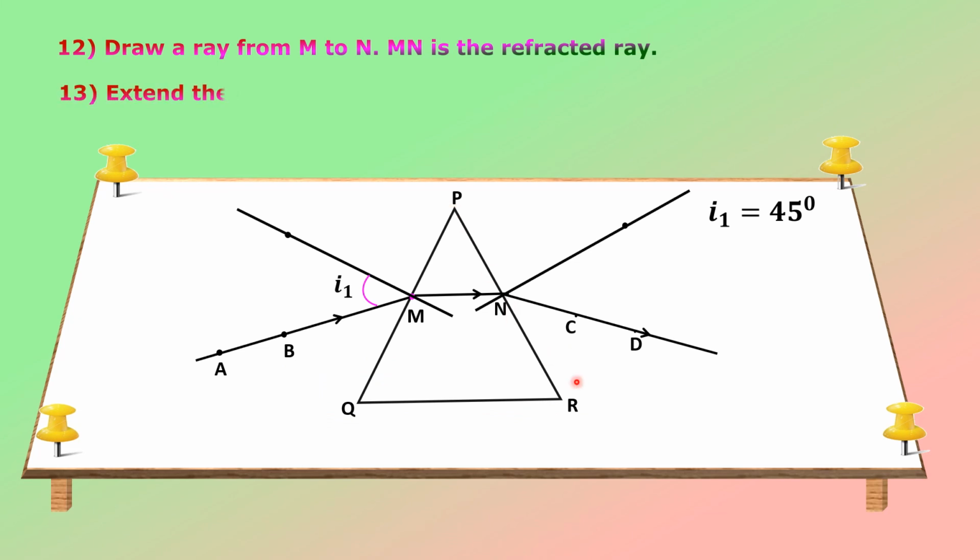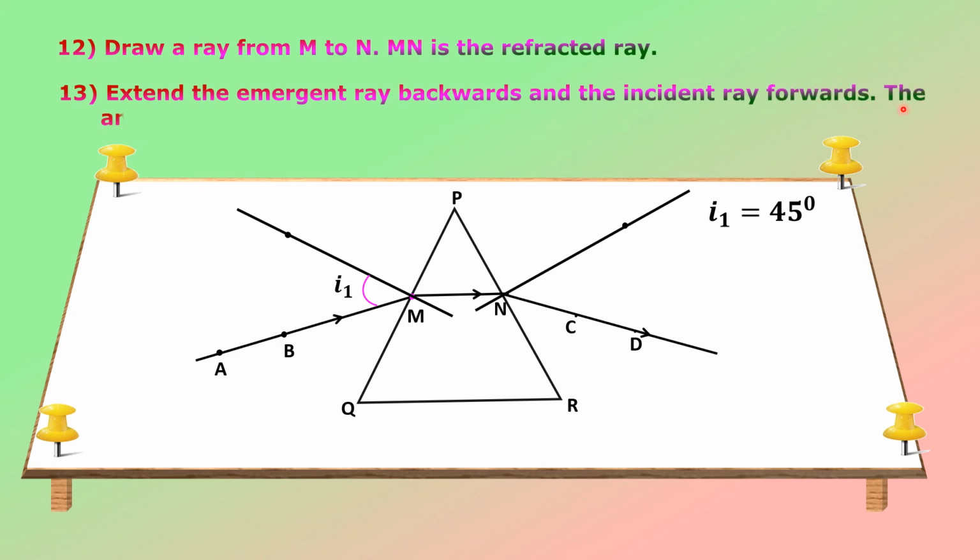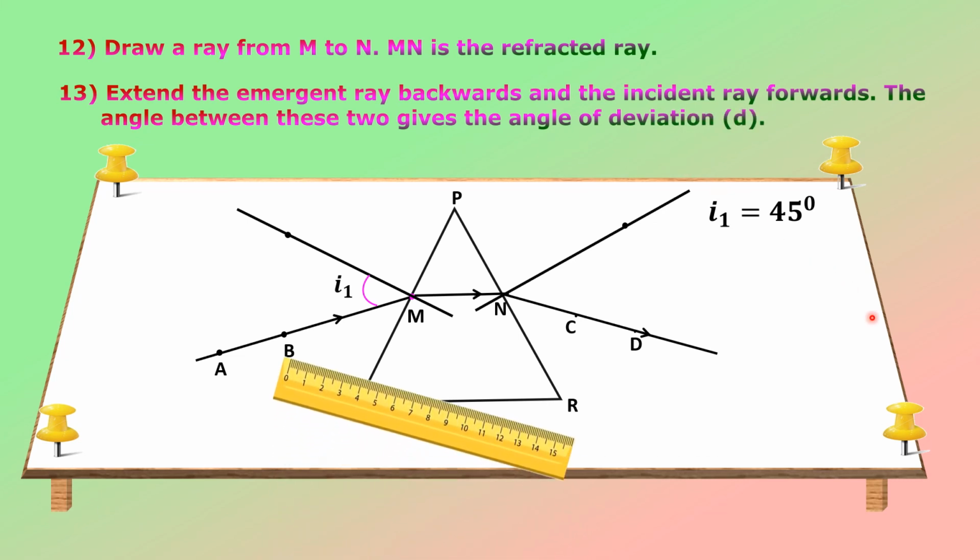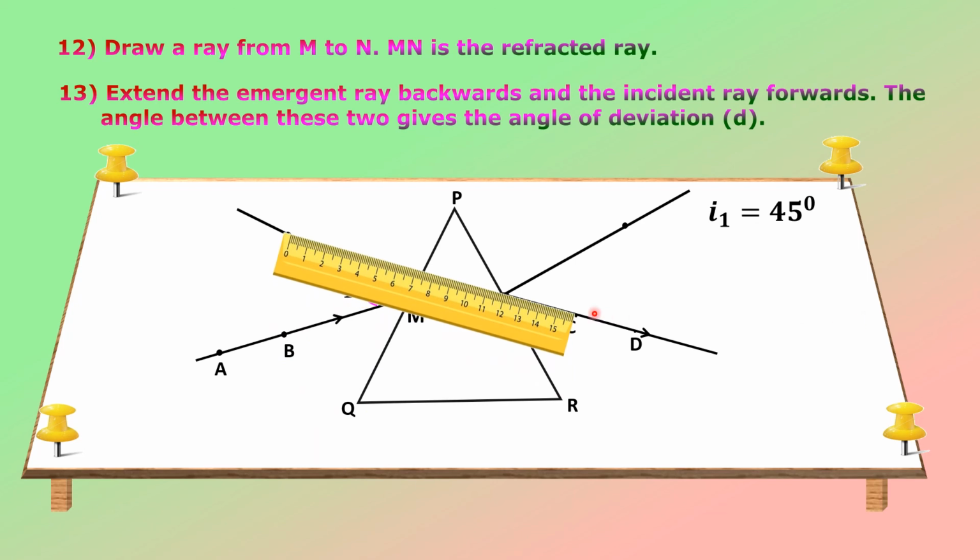Then I will extend the emergent ray backwards and the incident ray forwards to know the angle of deviation. The angle between these two gives the angle of deviation D. I am extending the emergent ray. This is the emergent ray. I am extending it backwards.